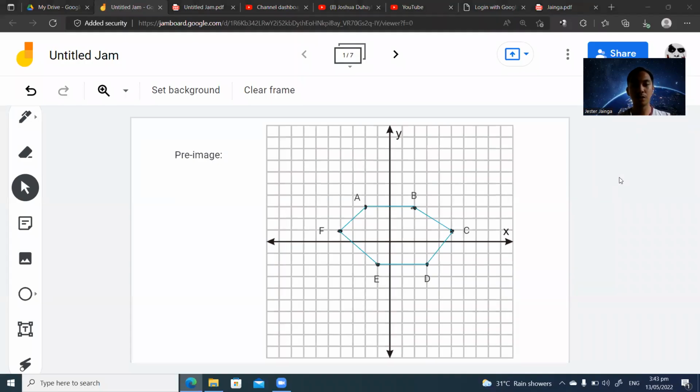Good afternoon, everyone. Today I will present to you affine transformation with matrix representation. So this is the given pre-image with points A, B, C, D, E, and then F.